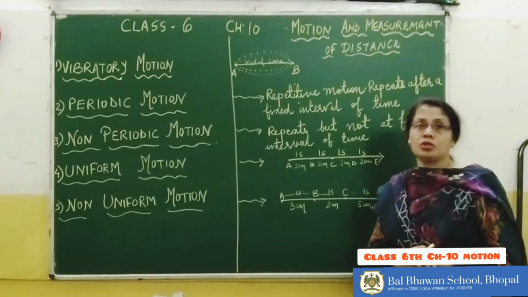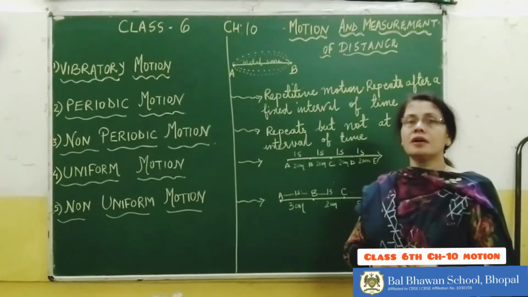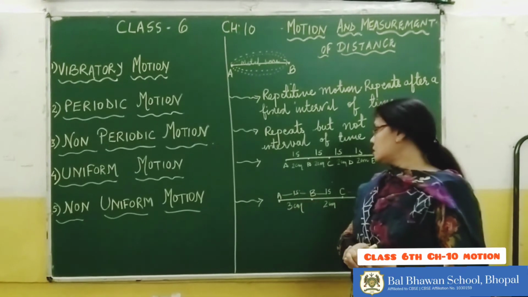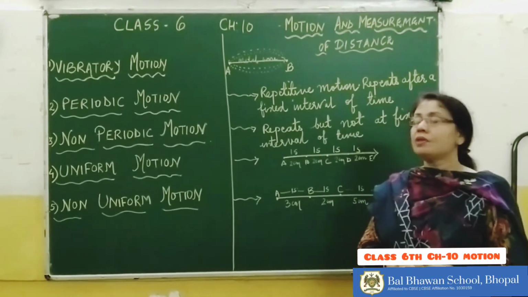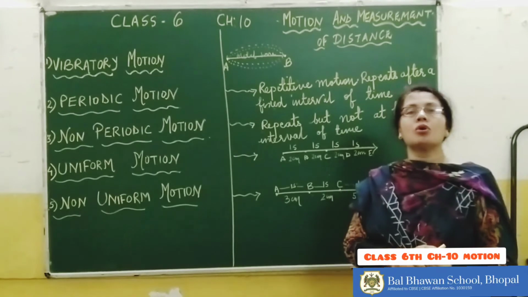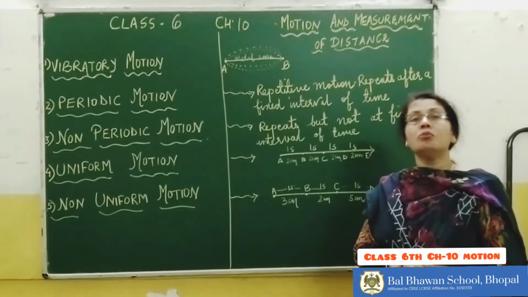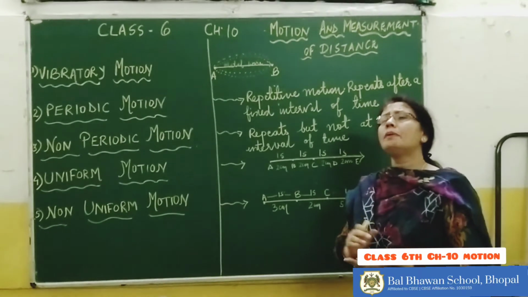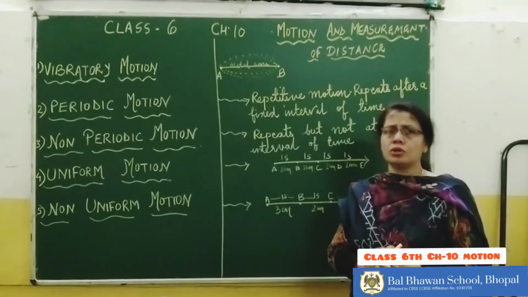So, such a motion in which an object covers unequal distance in equal interval of time, such type of motion is called non-uniform motion. For example, a car moving on a busy road.